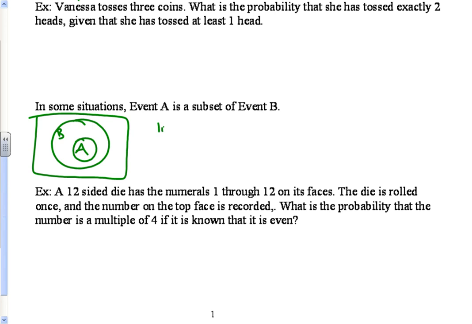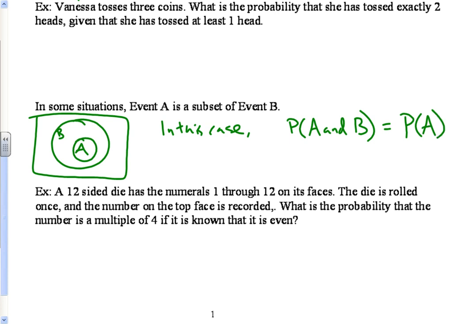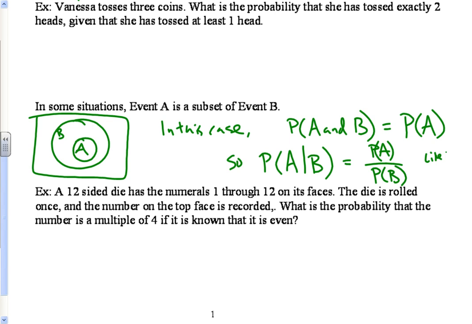So in this case, let's write that. The probability of A and B, the area where they overlap, is only the area of A. So the probability of A and B is just A, so the probability of A given B would just be the probability of A divided by the probability of B. And so this is like example number 1.